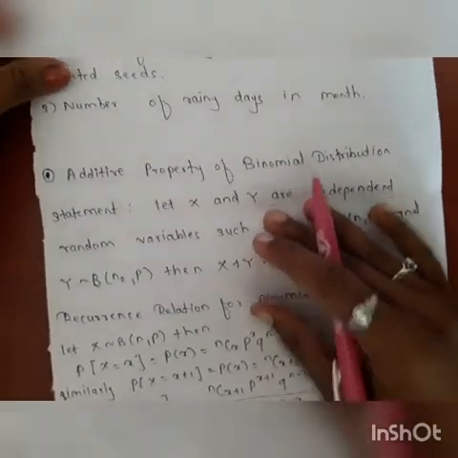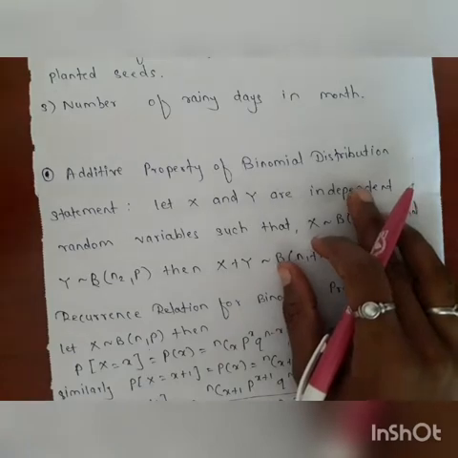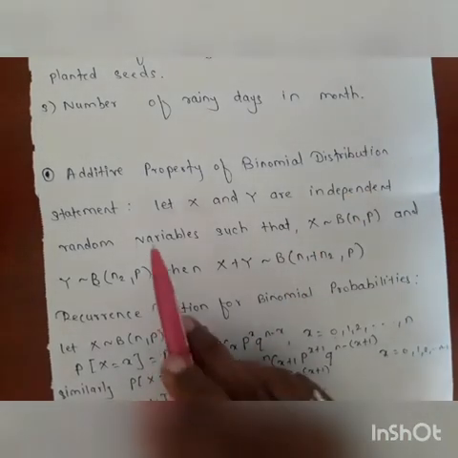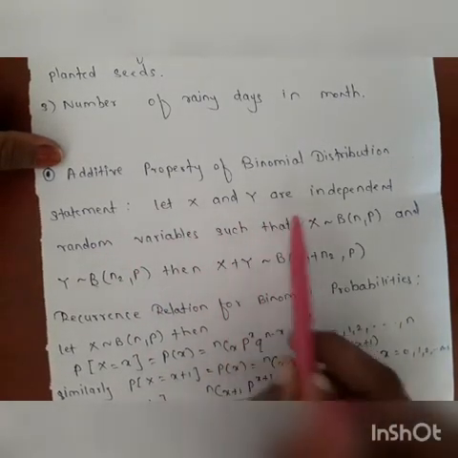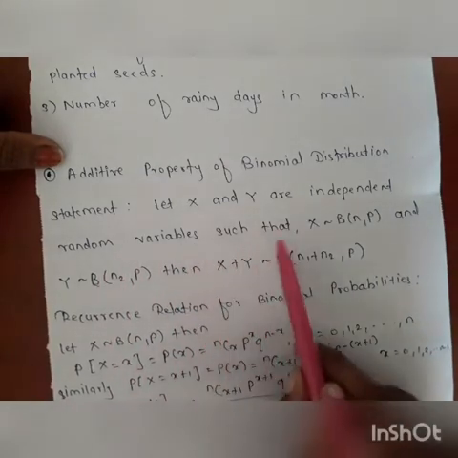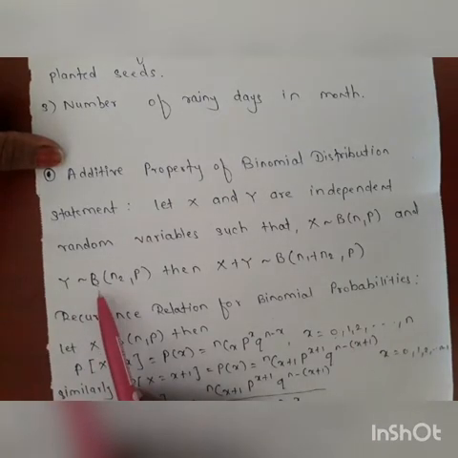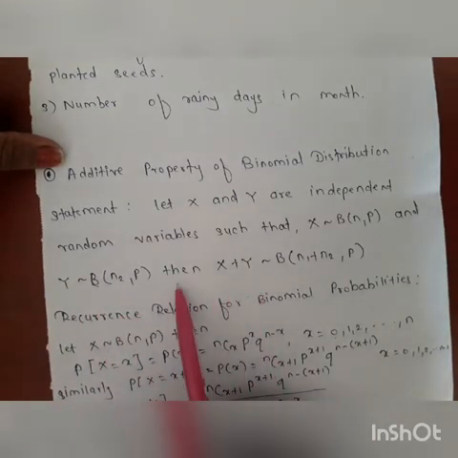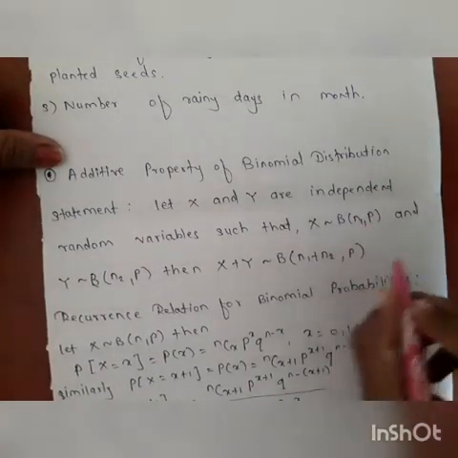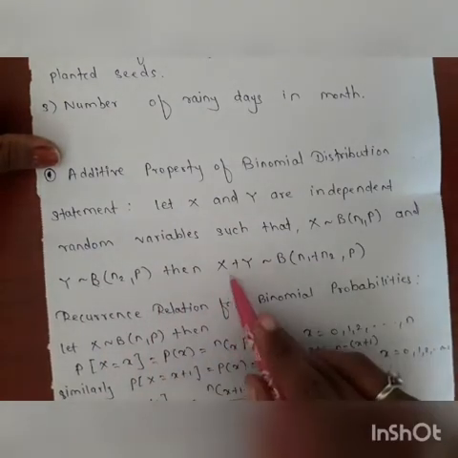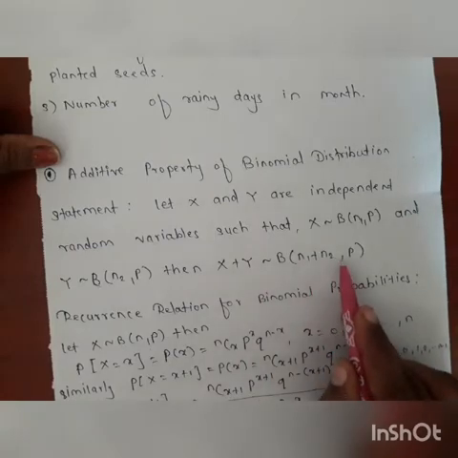Next point is the additive property of the binomial distribution. The binomial distribution follows the additive property, and it is stated as follows. Statement of additive property: let X and Y be independent random variables such that X is related to B(n1, p) and Y is related to B(n2, p). Then X plus Y is related to B(n1 plus n2, p).